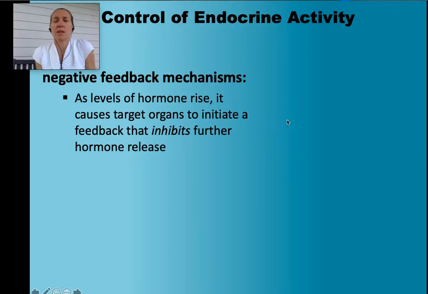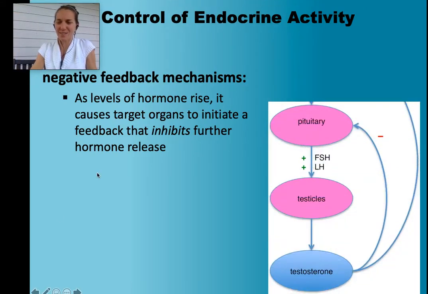The ways in which we regulate endocrines is through negative feedback mechanisms. It's almost always through negative feedback mechanisms. And so essentially what you're going to see, so think back to 201 and homeostasis. As levels of a particular hormone rise, it causes those target organs to initiate a feedback that then inhibits more hormone release. So let's look at a picture here.